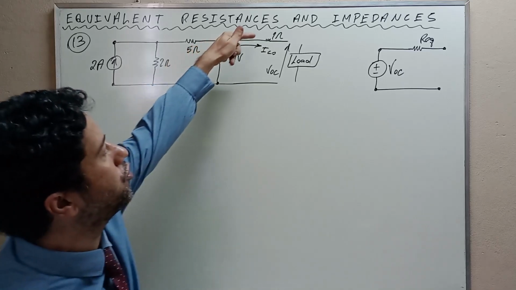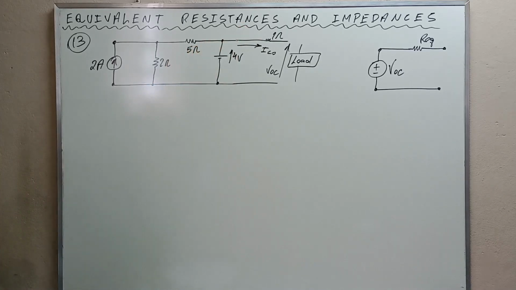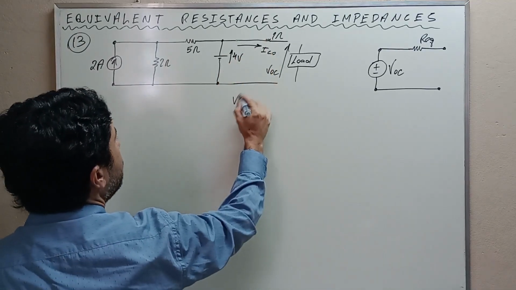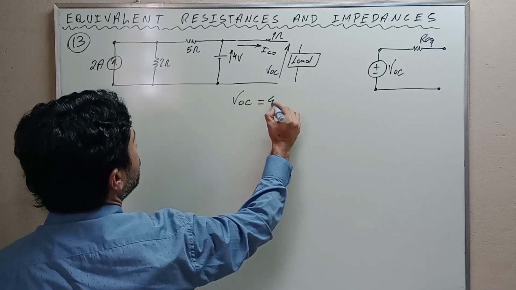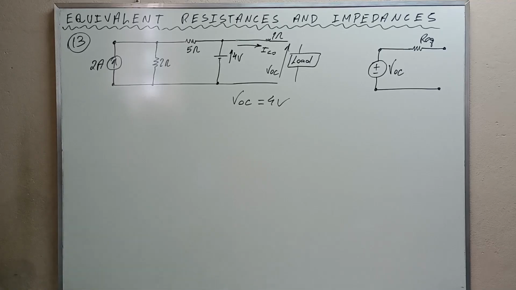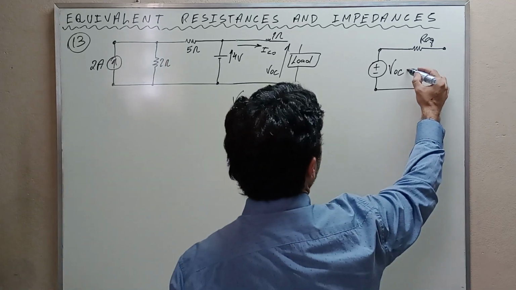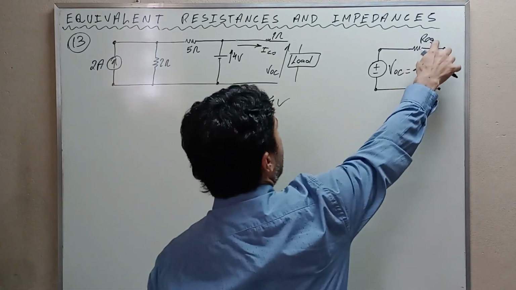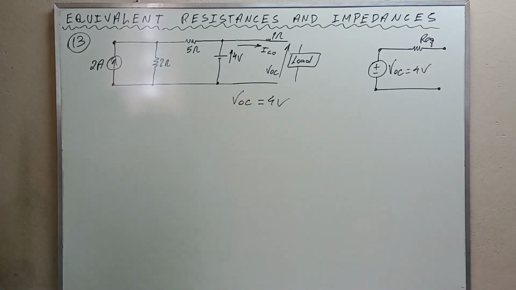Thus, there is no voltage drop across this 1 ohm resistor. We conclude that as there is no voltage drop here, VOC is equal to 4 volts, the voltage of this voltage source. We know this already, 4 volts. We need to calculate the equivalent resistance.